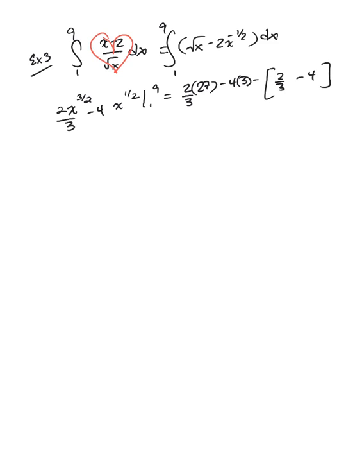So 2/3 times 27, that is 18, minus 12, minus 2/3, plus 4. So that's 10 minus 2/3, which is 9 1/3. Okay. Take a look at a couple more.